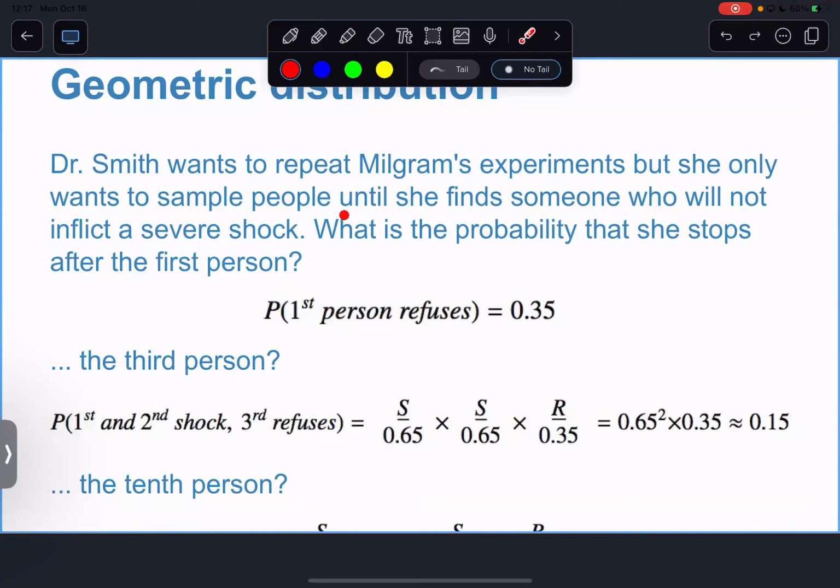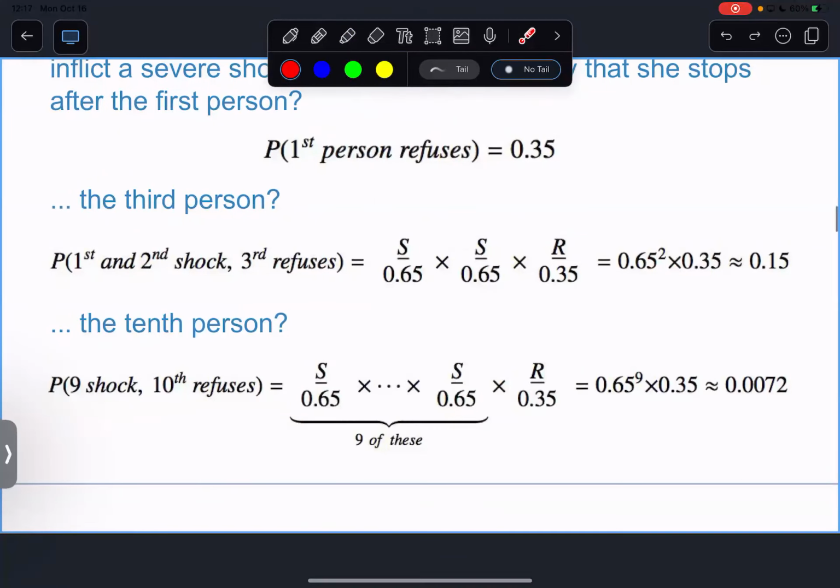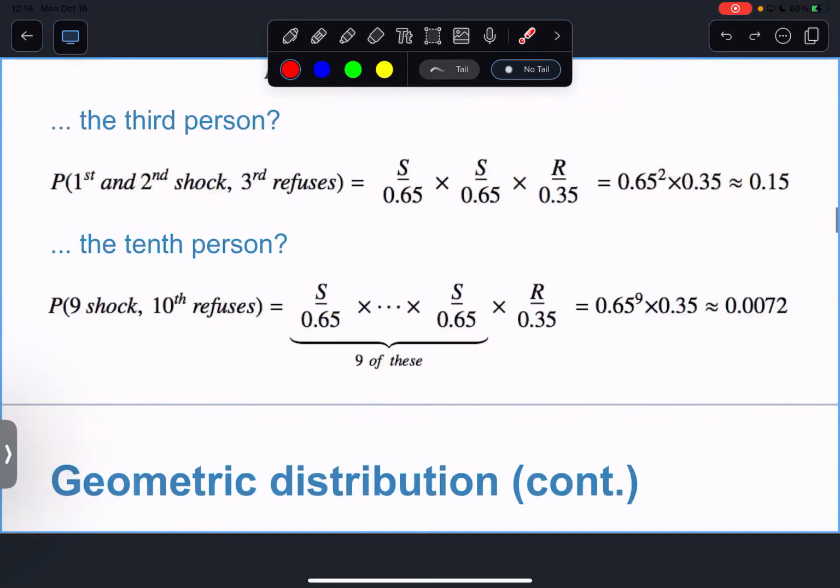She only wants to sample people until she finds someone who will not inflict a severe shock. What's the probability that she stops after the first person? Well, 0.35. 0.65 do, 0.35 don't. The third person: person one and person two do, and then the third one refuses. The 10th person, you can do the same thing: no, no, no, no, no, yes, or success.